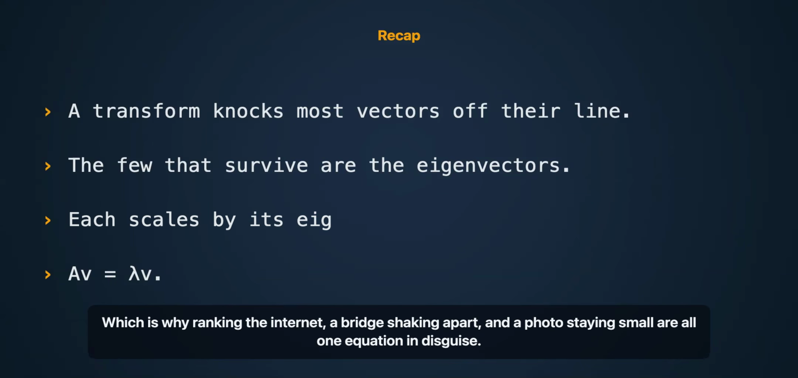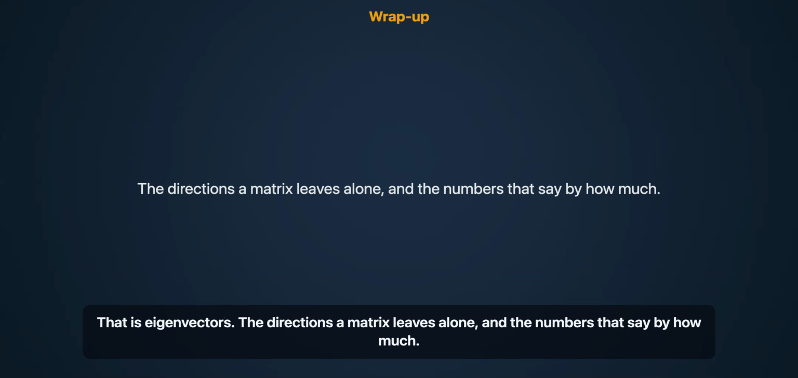Which is why ranking the internet, a bridge shaking apart, and a photo staying small are all one equation in disguise. That is eigenvectors, the directions a matrix leaves alone, and the numbers that say by how much.